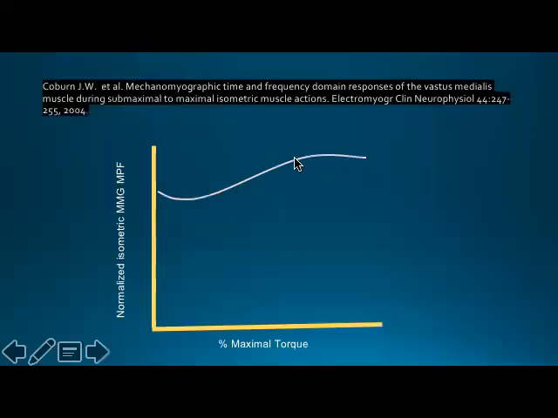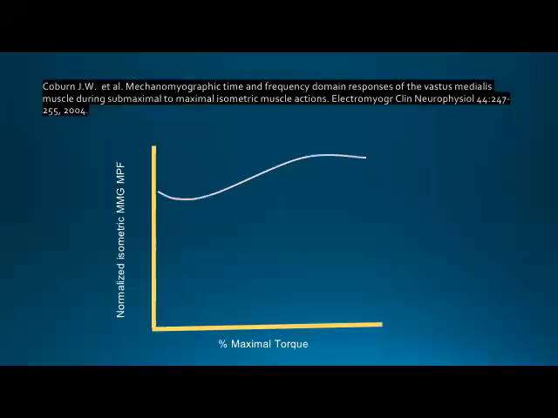What does MMG frequency represent again? Firing rate, right? So firing rate. So amplitude is recruitment, frequency is firing rate. So as force increases, as we're grading our force higher, we're going to see an increase in our firing rate up to about 75%.